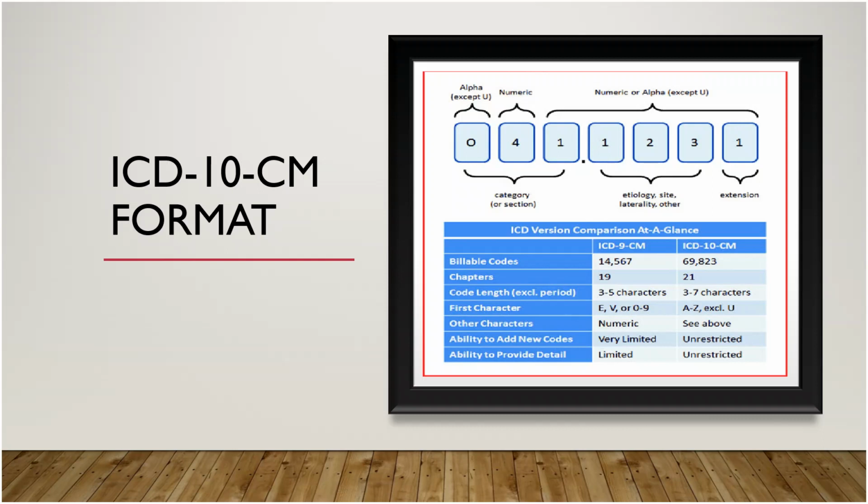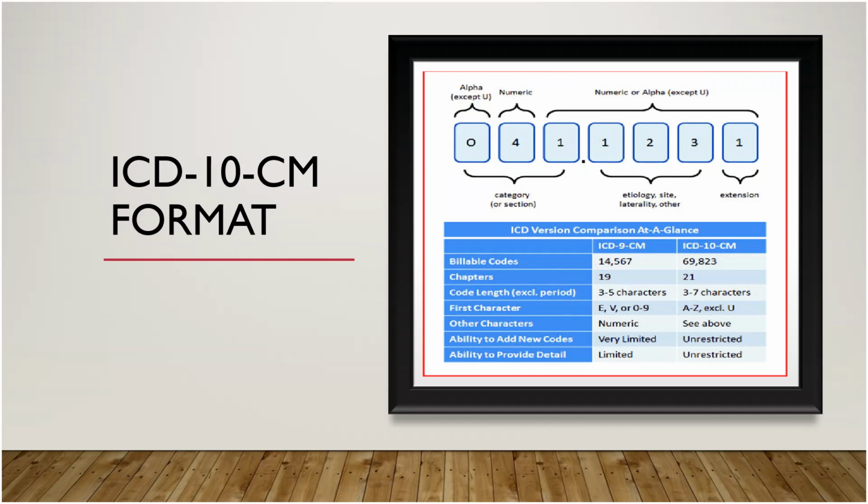So when we originally moved up, we went up to about 69, almost 70,000 codes. Now there's more now than was originally, but this is just at a glance on the difference between the two. We had 19 chapters. Now we have 21 chapters. So they did break out the eyes and the ears to give us more specificity again.